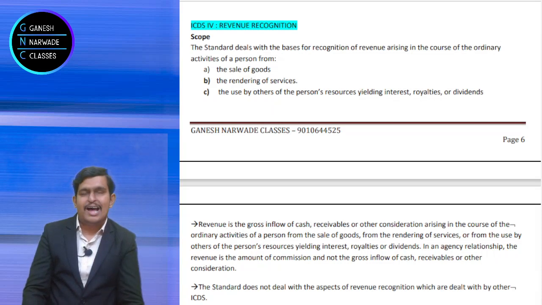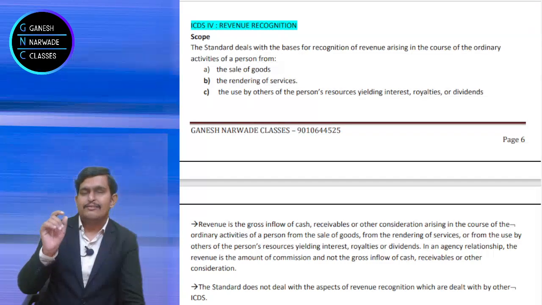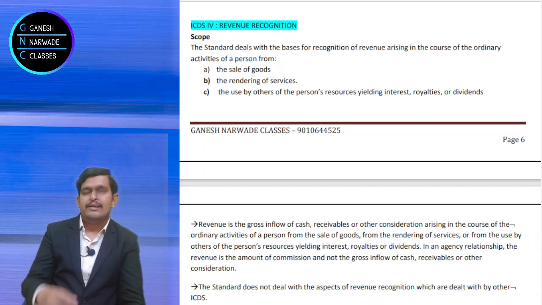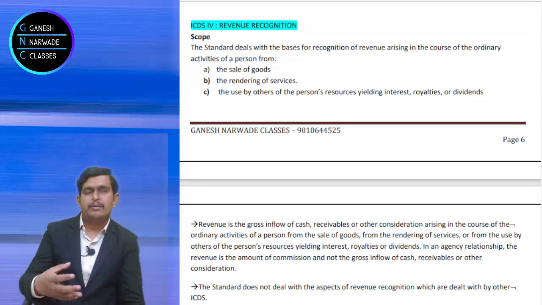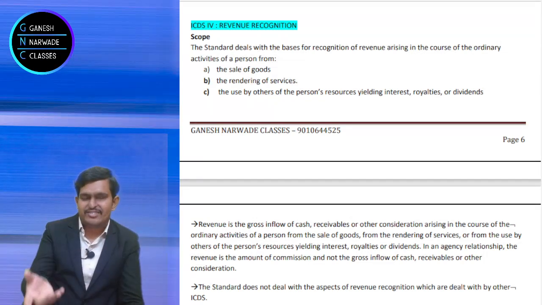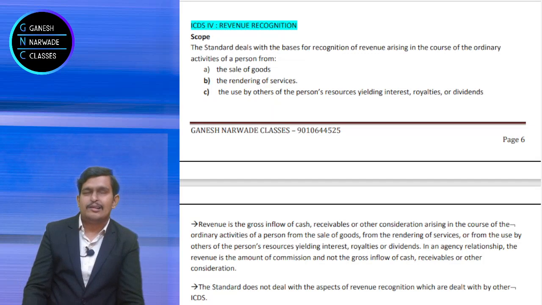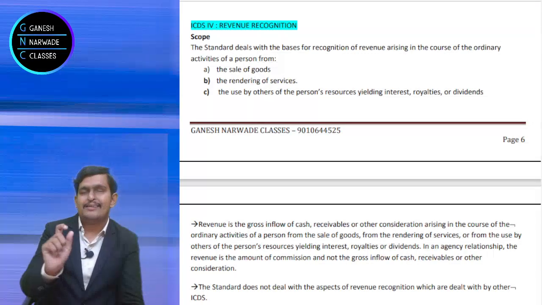So it is not always that you get revenue in the form of cash. Sometimes your revenue may be due, so receivable. Sometimes it may be received in the form of assets, gifts. So it is other considerations. So revenue may be gross inflow of cash, receivables or other considerations.